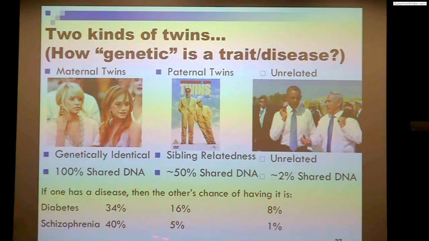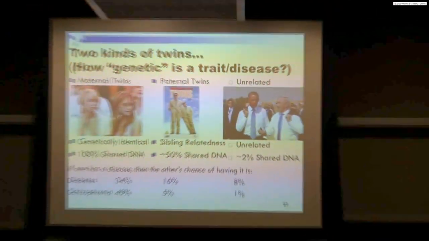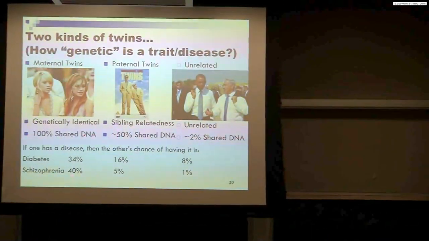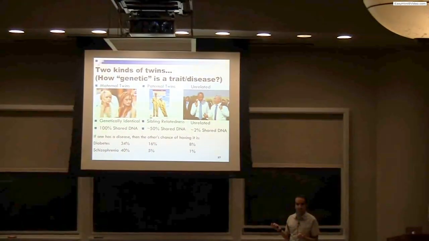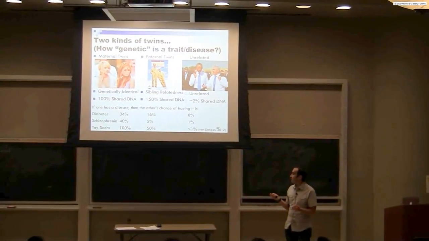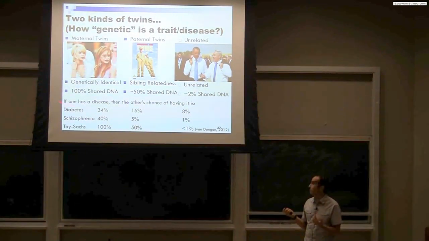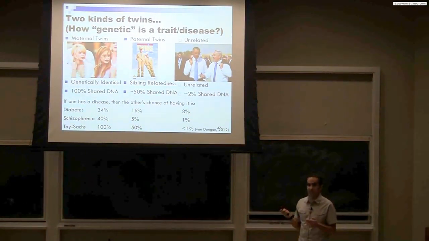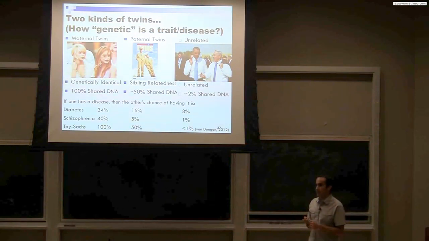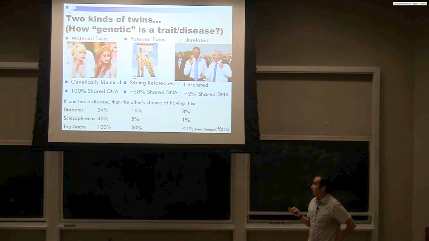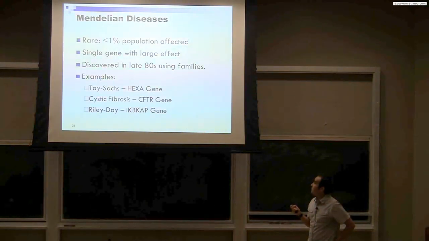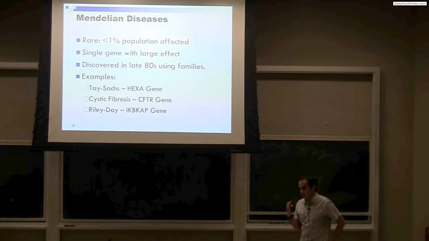Schizophrenia, for example, is also very genetic. Your chance is 1% in the population, but 40% if you have an identical twin that has it. And for a disease like Tay-Sachs, if you've got an identical twin that has it, it's virtually 100%, and if you don't, your chance of getting it otherwise is almost zero. We're actually going to learn in this class how they come up with these, how they can measure the genetics.